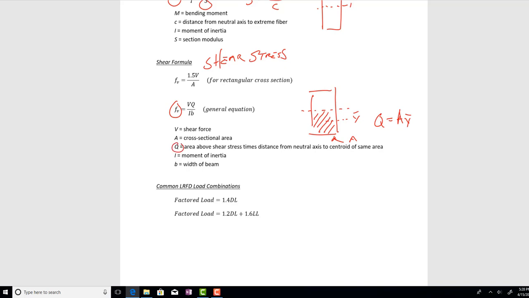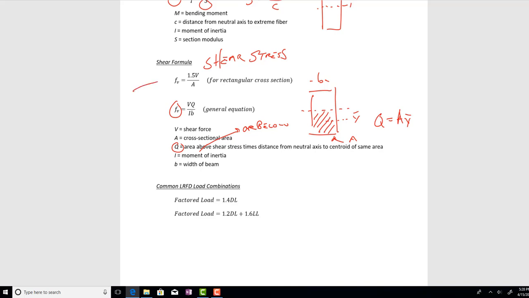And that's noted here. The area above, technically I've drawn it as below. So let's just make a note here. Or below the shear stress times the distance from the neutral axis to the centroid of the same area. V equals the maximum shear. I equals the moment of inertia for the shape, in this case a rectangle. And b equals the width of the beam, width here. And so it's pretty easy to crank math through for easy shapes. If you've got a more complicated shape, it'll take you a little bit more time to do that. You'll recall from doing that on the homework.